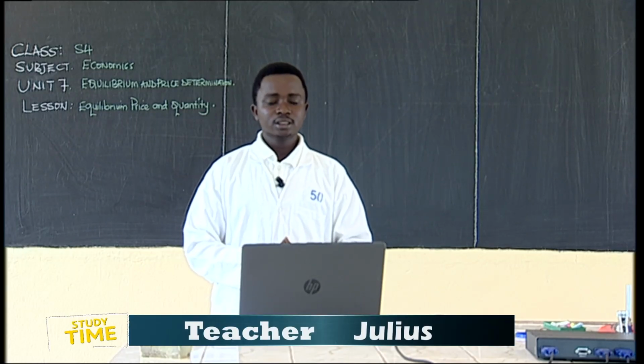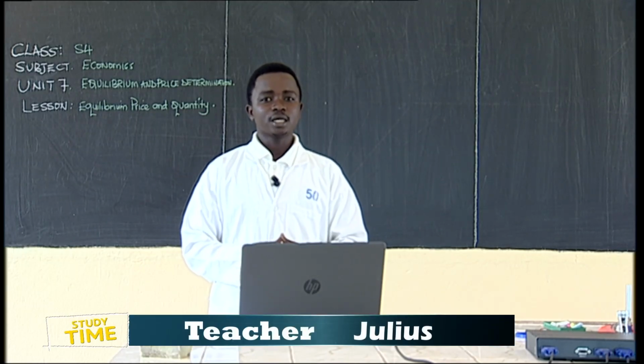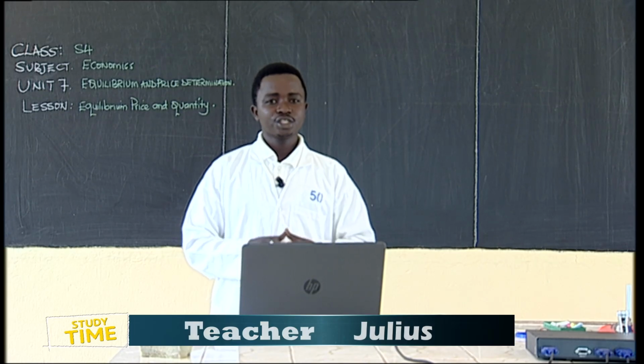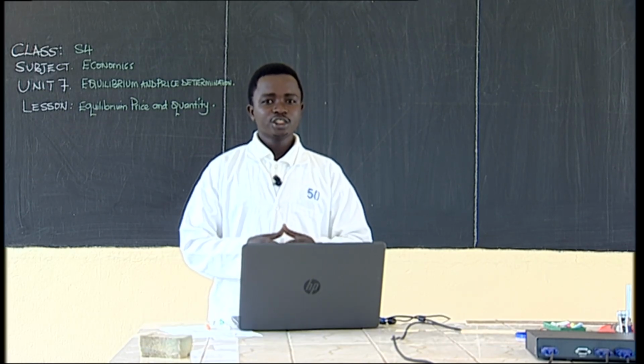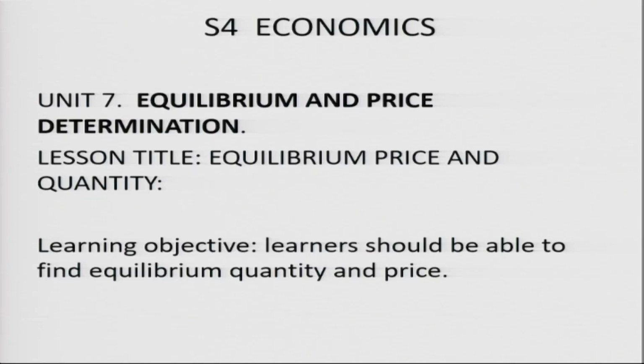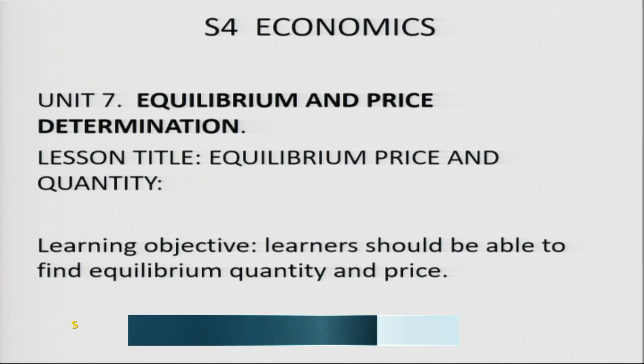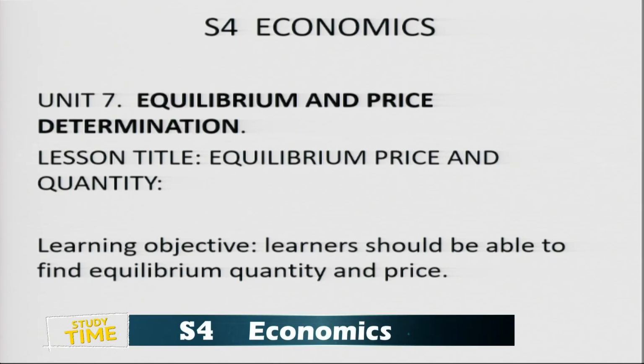I'm Teacher Julius as usual, and today I'm going to be with the Senior 4 Economics class. We are beginning our new Unit 7, which is Equilibrium and Price Determination. In today's lesson, I want us to see how we can determine the equilibrium price and how we can determine the equilibrium quantity.